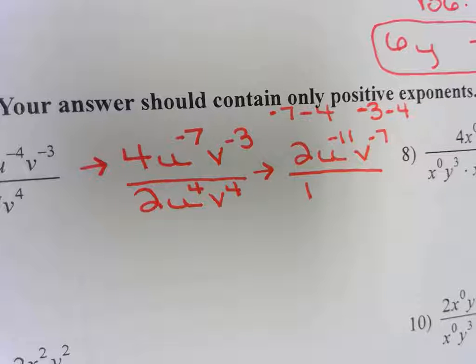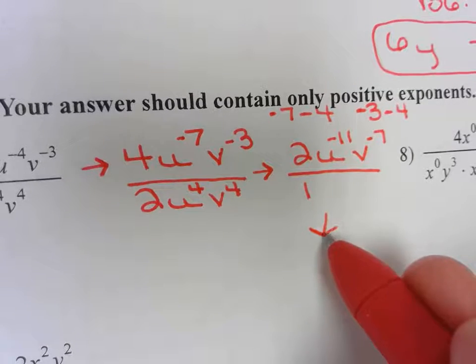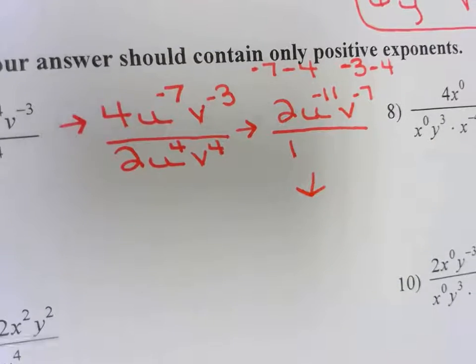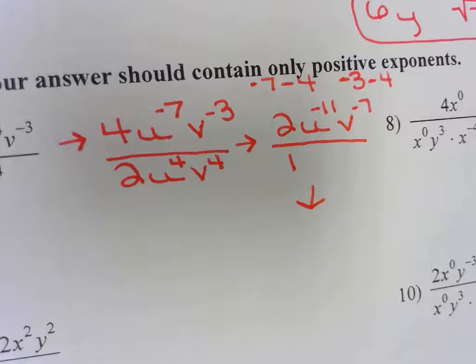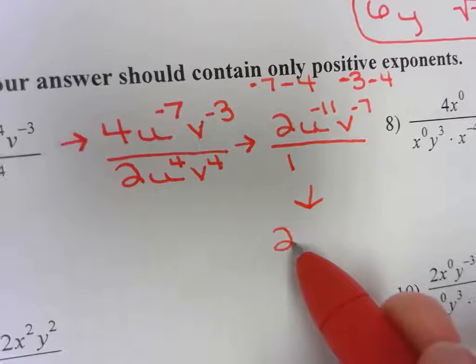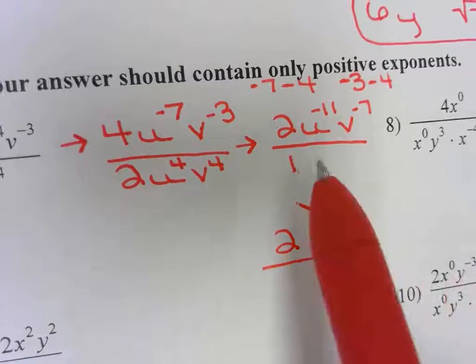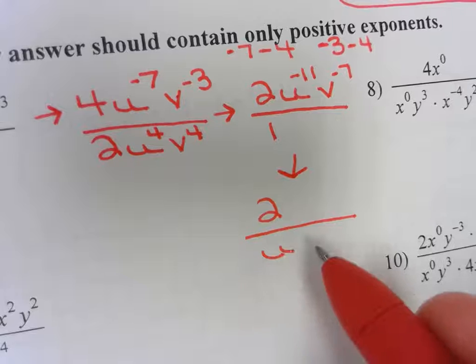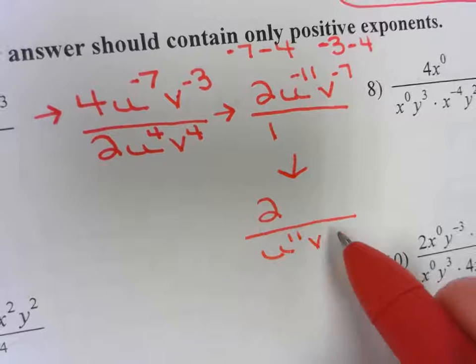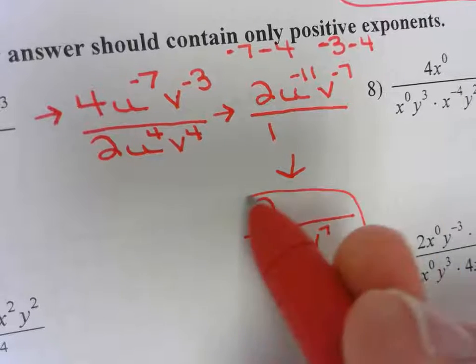Any questions on that so far? I do not like negative exponents. You cannot have negative exponents in your answer. So what do I do to get rid of negative exponents? Move them to the bottom. So I'm going to have a 2 on top. That 2 isn't to a negative exponent, just the u and the v are. On the bottom, I'm going to have u to the what? And v to the? That's my answer.